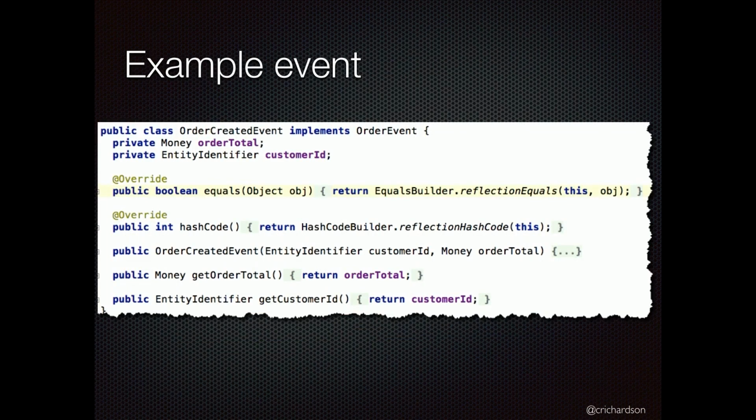Here's an example of an order created event. It's very simple. It just has an order total and a customer ID. There's a lot of boilerplate because in Java you tend to have to define equals methods and then a hashCode method and then getters and setters. If this was Scala, for example, it would just be a one-line class definition. It kind of pains me looking at the verbosity of Java.